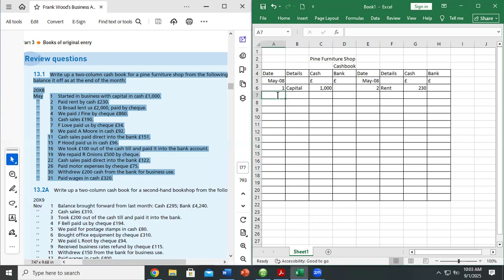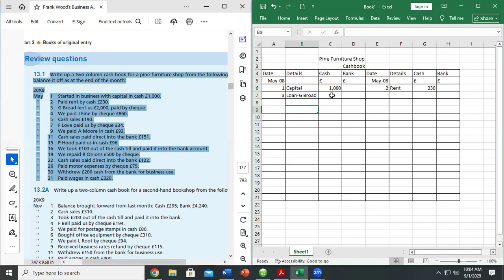So on the 3rd of May, the details will be loan from Jane Broad, and the amount is 2,000 pounds. This is a check, so it goes under the bank column. Great. Fourth, we paid J Fine by check, 860. So this is a payment, right? So we go to the credit side, put the date on the 4th, we paid J Fine.